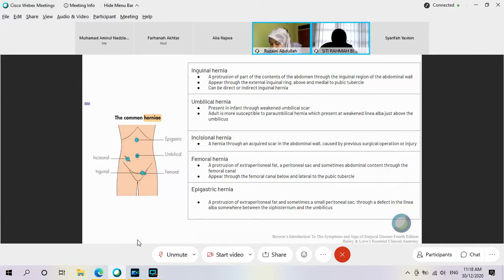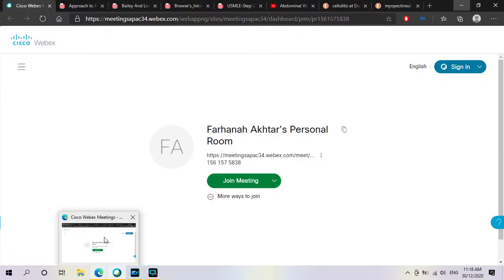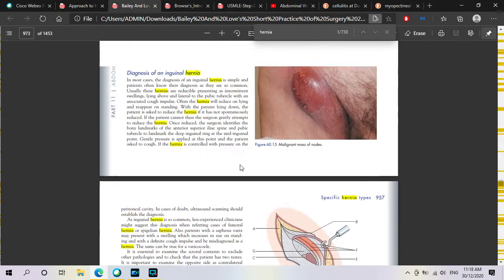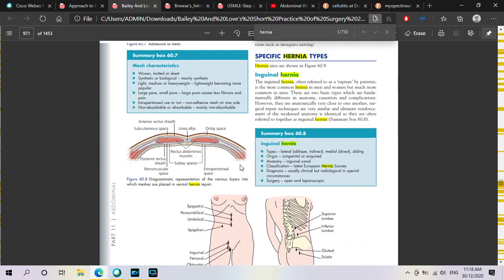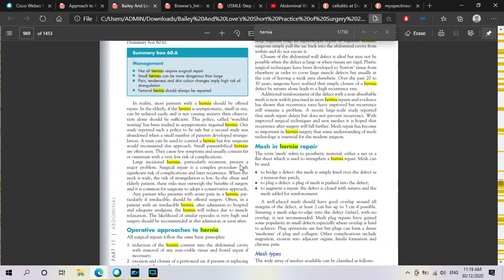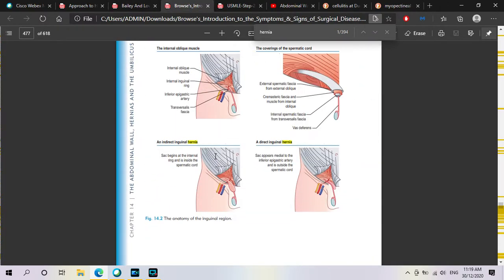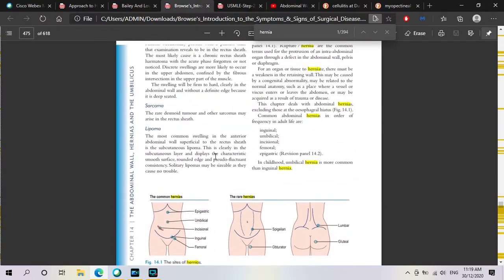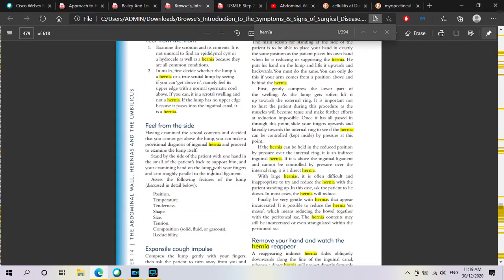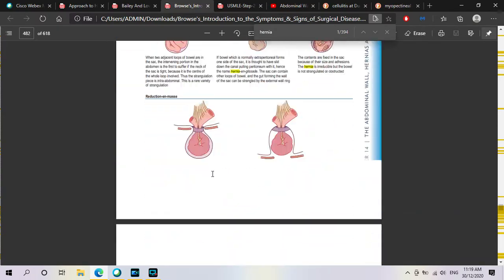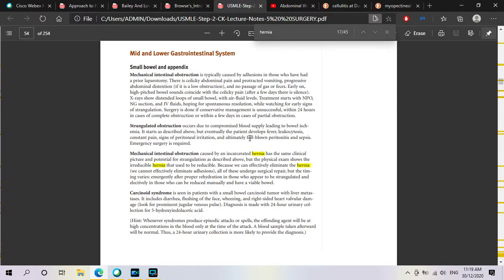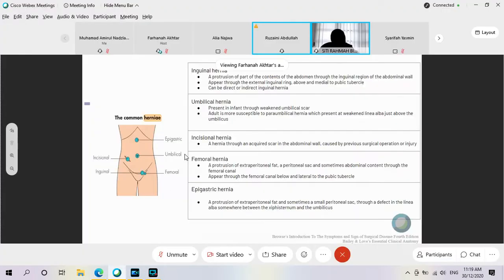Then how do you know that it is common? I read it from Bailey and Love and the Browse book. It just said that it is common in male compared to female, but it doesn't state the percentage. I'm not asking whether it's common in male or female. I'm asking you what is the percentage, the incidence. How are you going to support your statement just now? How do you know why umbilical hernia is more common than femoral hernia? What is the percentage?